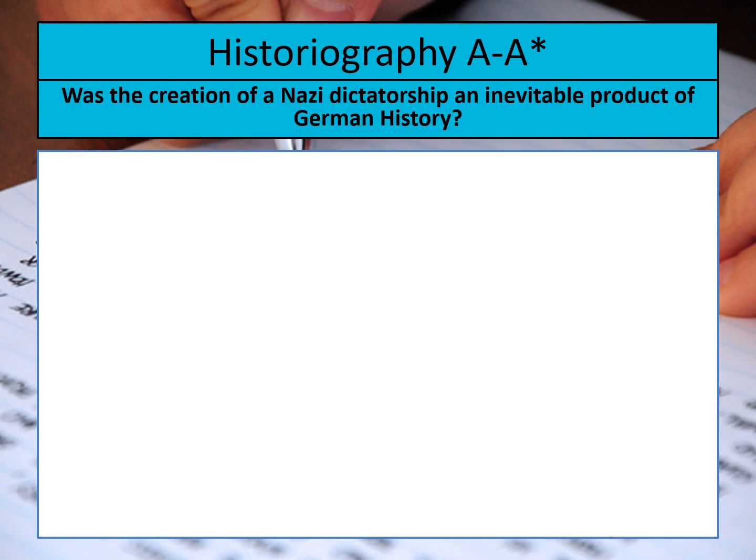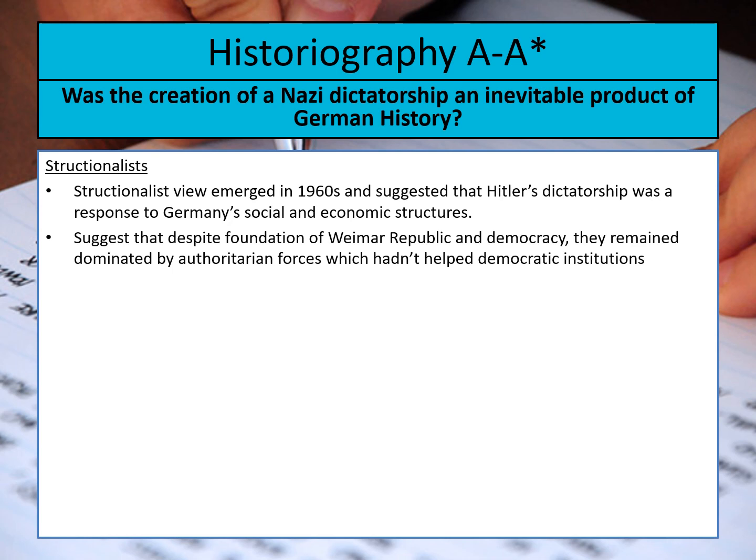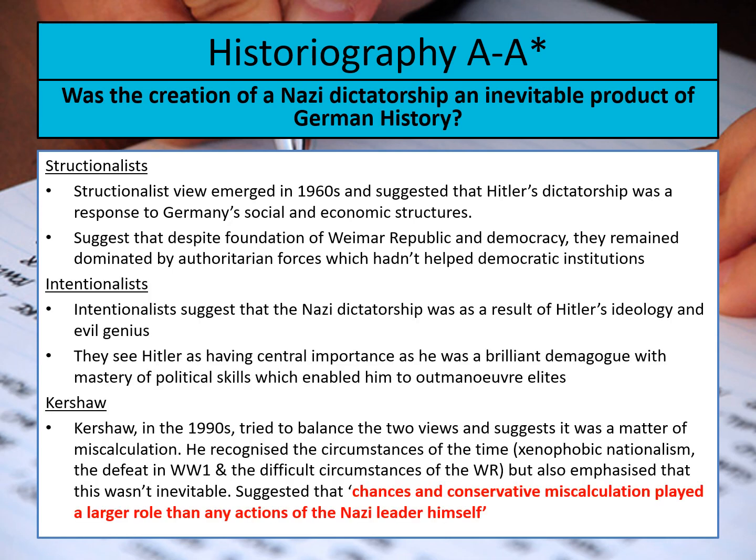On the historians' views, we've got here some historiography, which again could be helpful, especially if you're aiming for an A star. So I'm going to very briefly talk through it. Essentially we have a few different ideas on this slide. We have the ideas of the structuralists, the intentionalists, and then Kershaw, who's basically a middleman between those 2 different schools of thought.